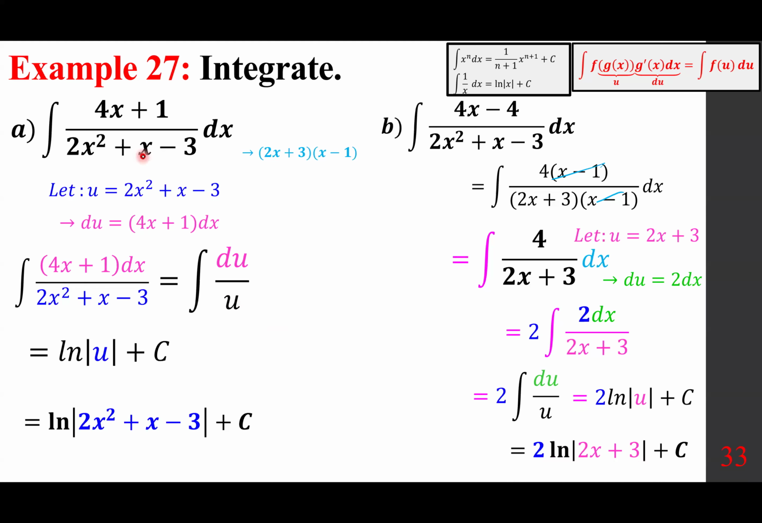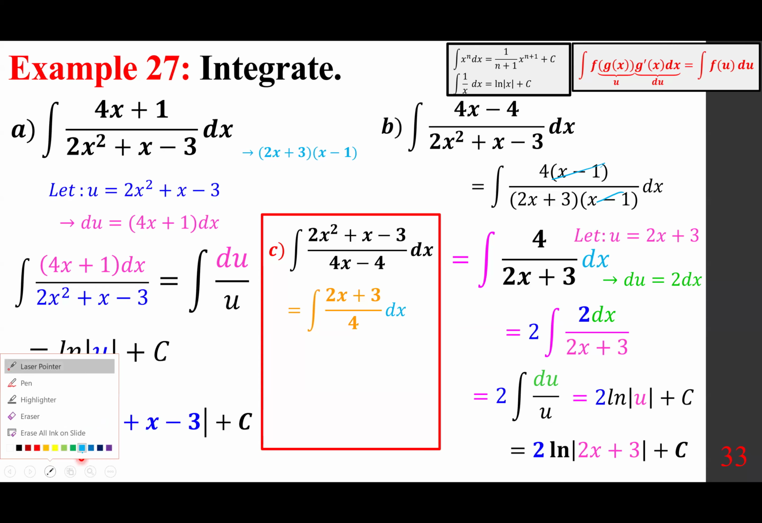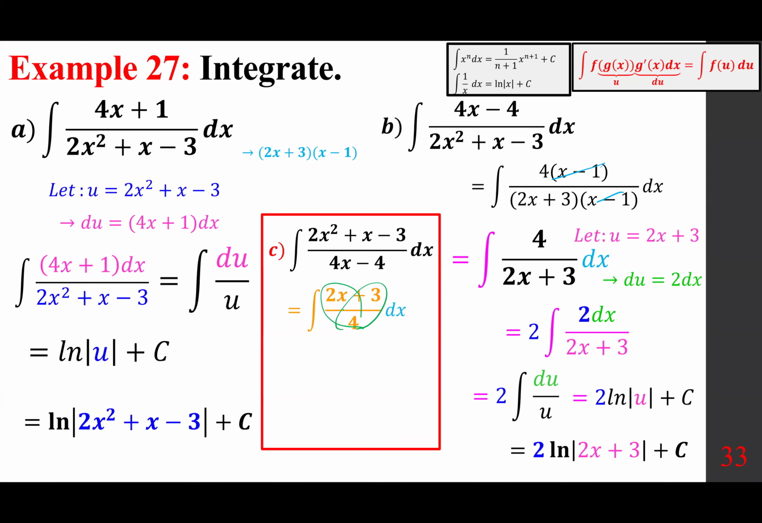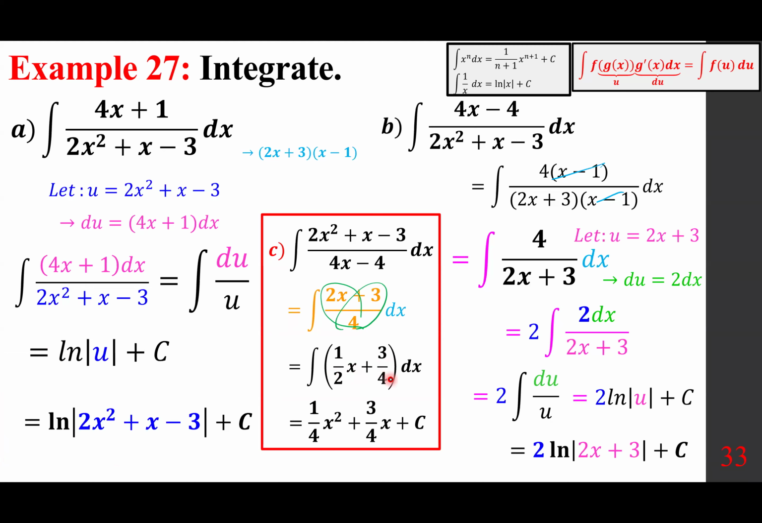If I write the reciprocal of this one, I have to do long division. If I write the reciprocal of this one, because they can simplify, we end up with the following. Now, 2x over 4. This is half of x. This is 3/4. Which means we no longer need substitution. This gives you half of x squared, with this becomes 1/4 x squared. This is 3/4 x and a constant, and we are done.